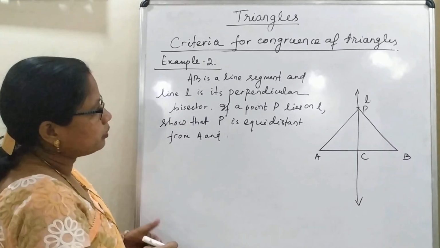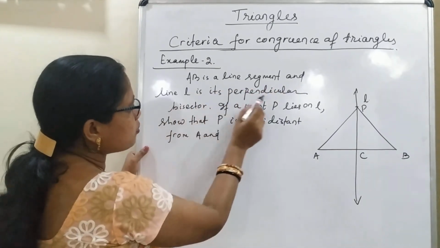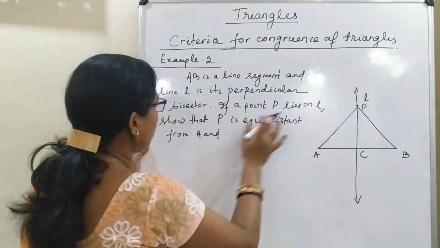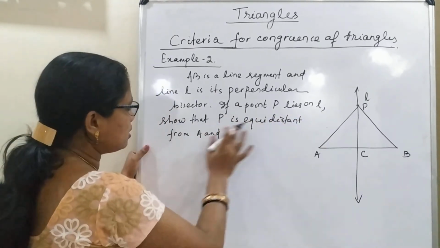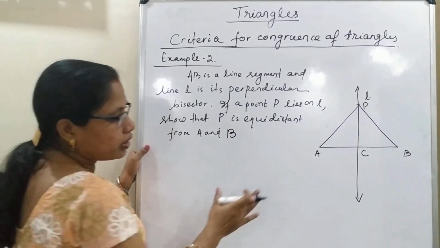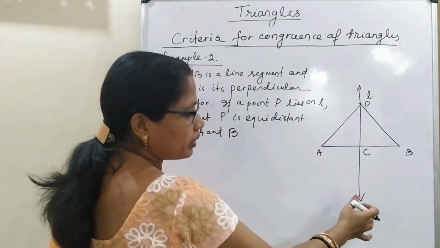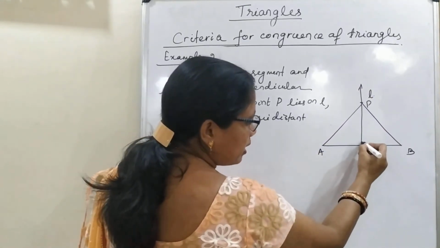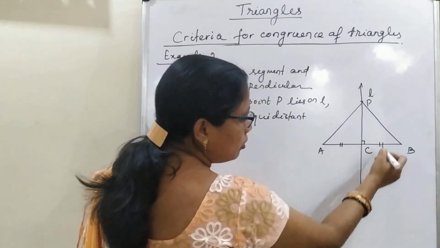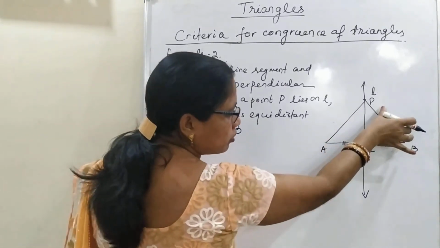Next example. AB is a line segment and line L is its perpendicular bisector. A point P lies on L, so P is equidistant from A and B. Here I have drawn AB as the line segment and L as the perpendicular bisector. That means L is perpendicular to AB and AC is equal to BC. So we have to prove PA is equal to PB.